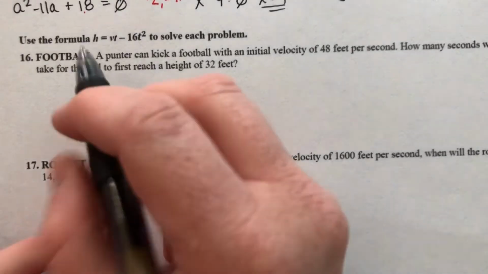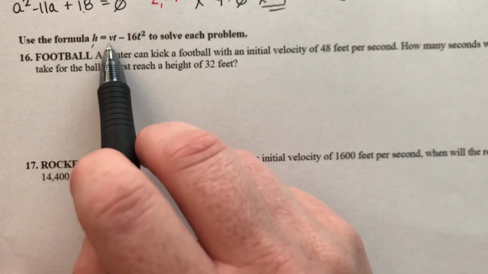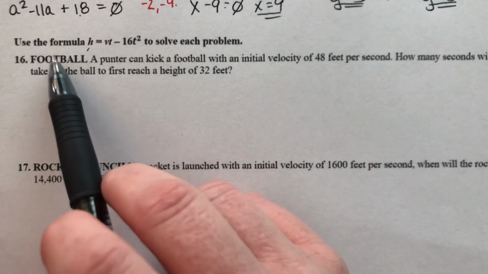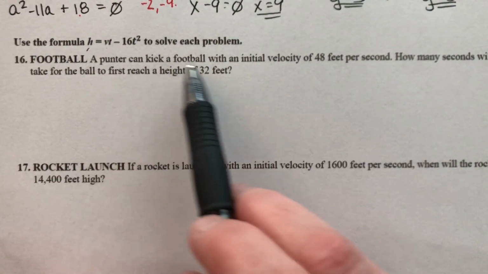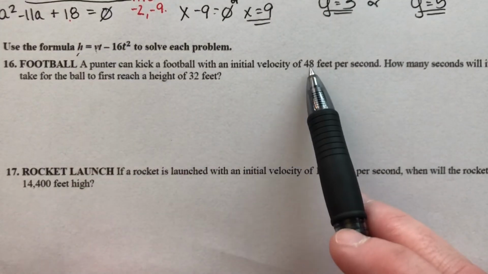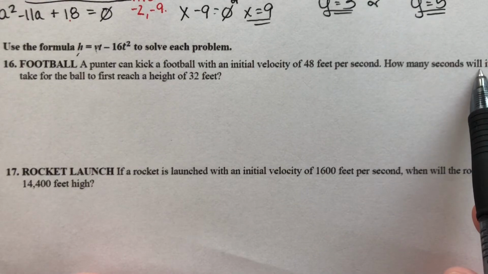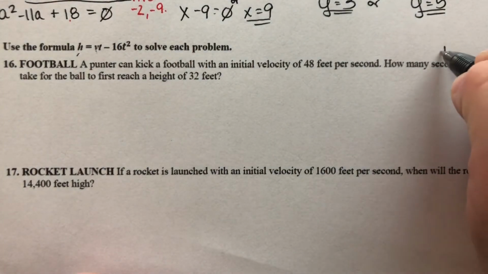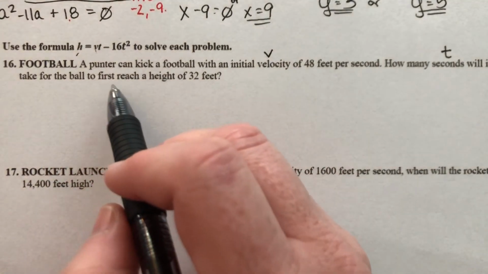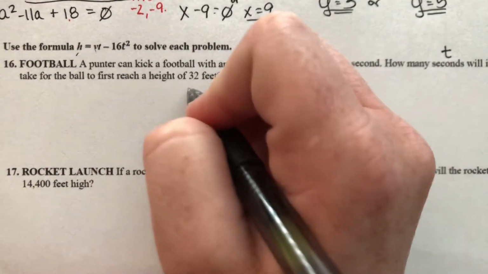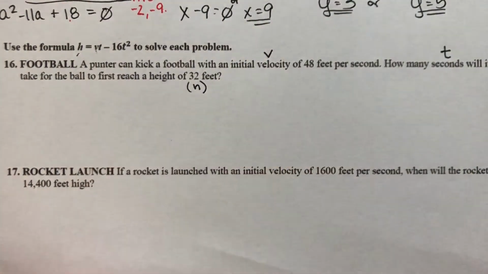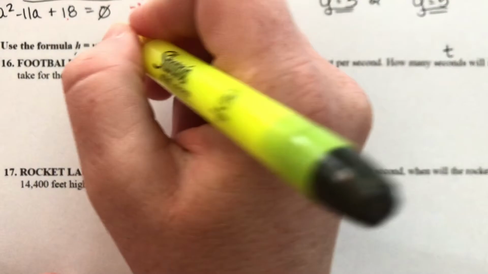All right, first one says use the formula H equals VT minus 16T squared. Okay, that whole thing. Use that to solve each problem. Football. A punter can kick a football with an initial velocity, that's V, of 48 feet per second. How many seconds, which is T, will it take for the ball to first reach a height, H, of 32 feet? So we're using this formula up here.